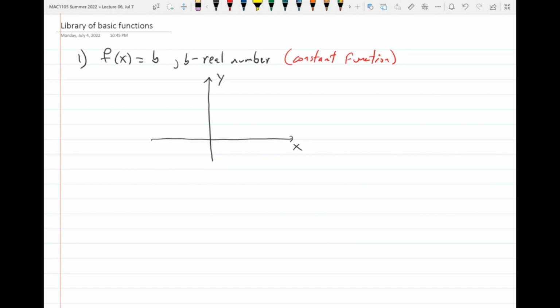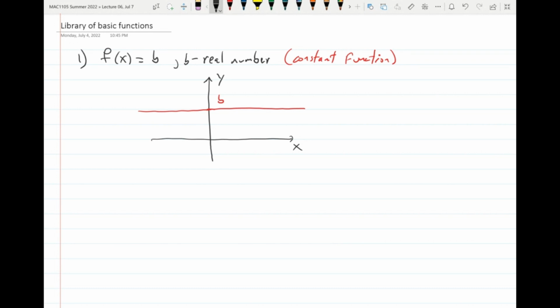Let's say b is somewhere in here. I don't know. Let's put it here. Then this is how it looks. Once again, a picture like this has to be in your mind. You see a picture like this, you have to be able to write this formula. This is the first one. It's called the constant function.